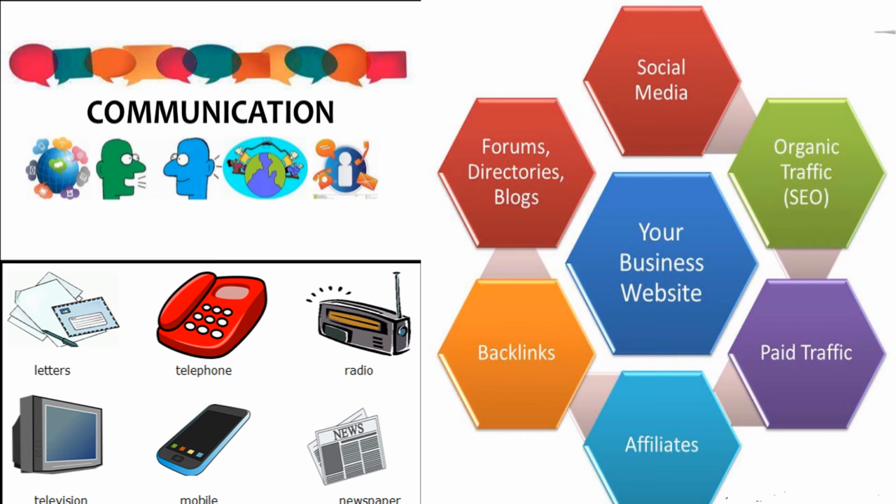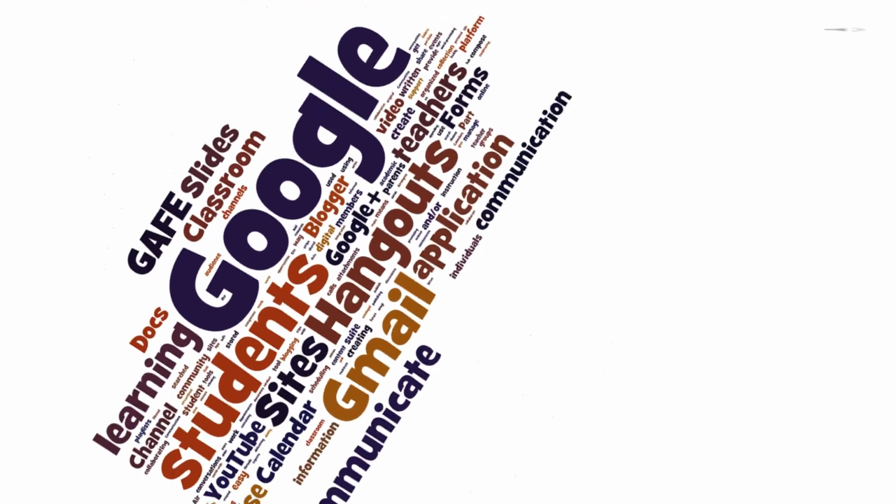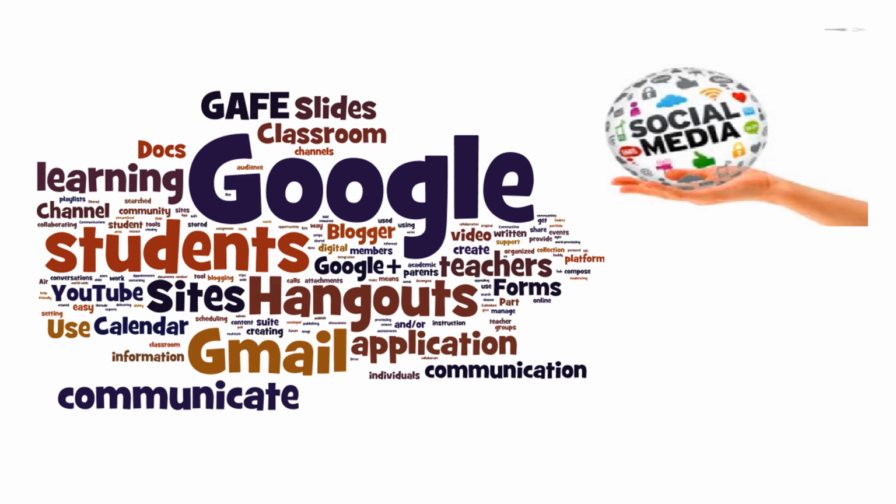The given figure shows images of modern communication of today's world. Basic means of communication are letters, telephone, radio, television, mobile and newspaper. Under modern communication are social media, organic traffic, that is SEO, paid traffic, affiliates, backlinks, forum directories, blogs, etc. In modern communication, social media plays a very vital role, and the search engine is Google.